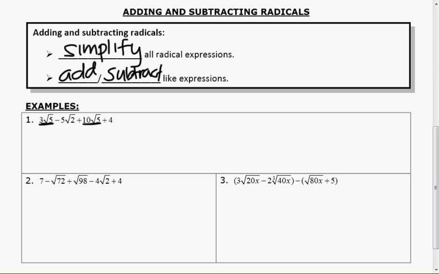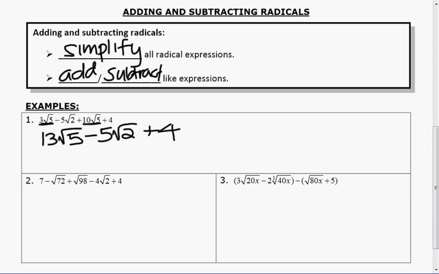If we have 3 square roots of 5, and then we have 10 square roots of 5, then they end up being 13 square root of 5. And then we still have this minus 5 square root of 2 that can't combine with anybody else, and then this 4. So we'll just add them on the end. Okay, so that's the first one.